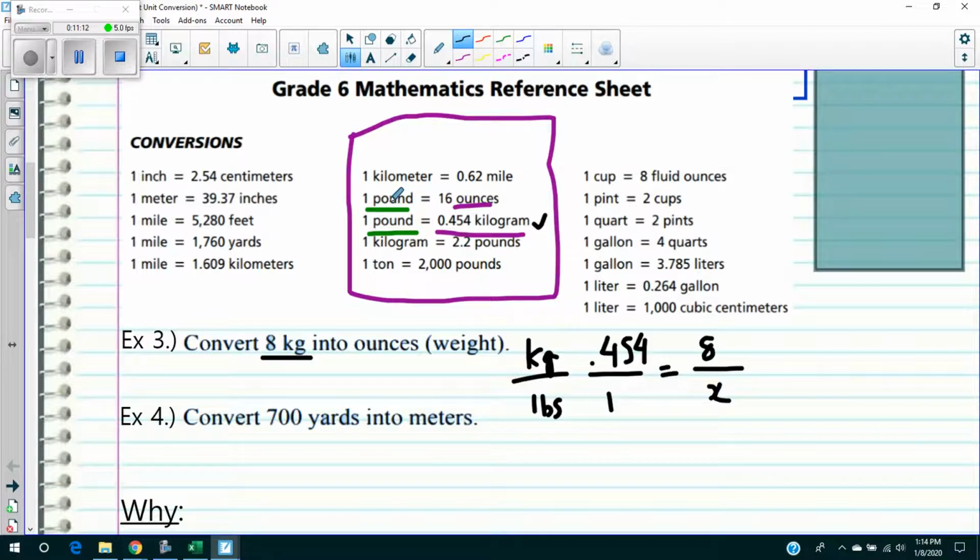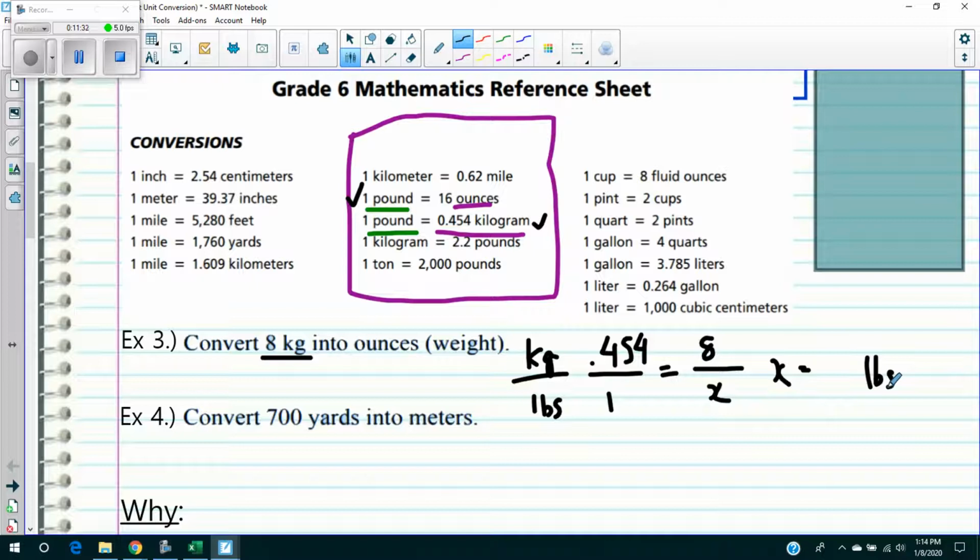And once we get the pounds, we could convert them to ounces. Okay, I think that's the best way to go. There's another way to do it, but I'm not thrilled about it. All right, so let's solve for that. So how many pounds would that be?